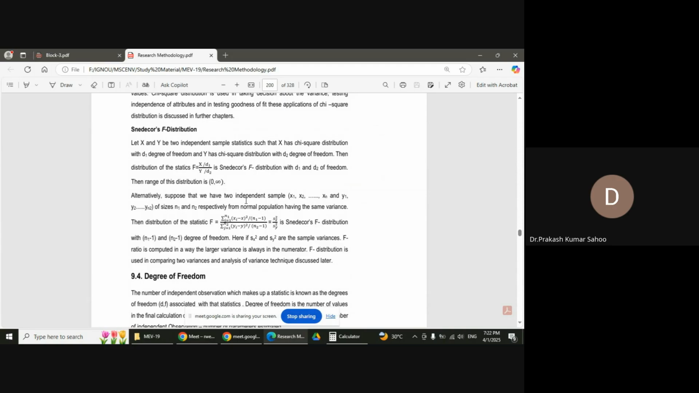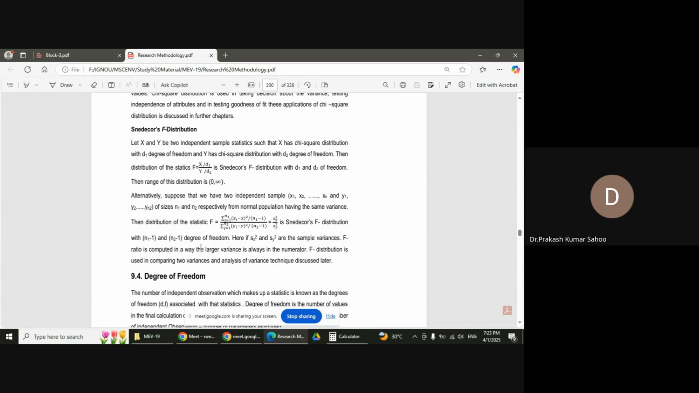Alternatively, suppose we have some independent samples of size n1 and n2 respectively from normal populations having the same variance. Then your equation can be written like this: summation of (xi minus x̄) square divided by n1 minus 1. This is one set of data, and another set of data is y, so it is summation of (yi minus ȳ) square divided by n2 minus 1.